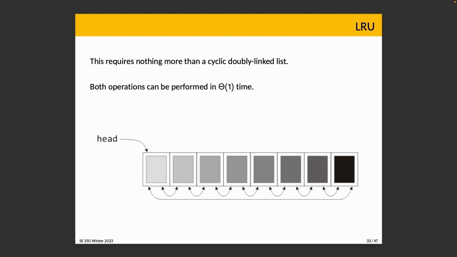If we have a cyclic doubly linked list, then it's very easy. It takes constant time to move things and constant time to remove things as well. So that's pretty good, right? We always remove the things at the head of the list if we have to evict something, and when something is referenced, we just move it to the back. So that's nice.